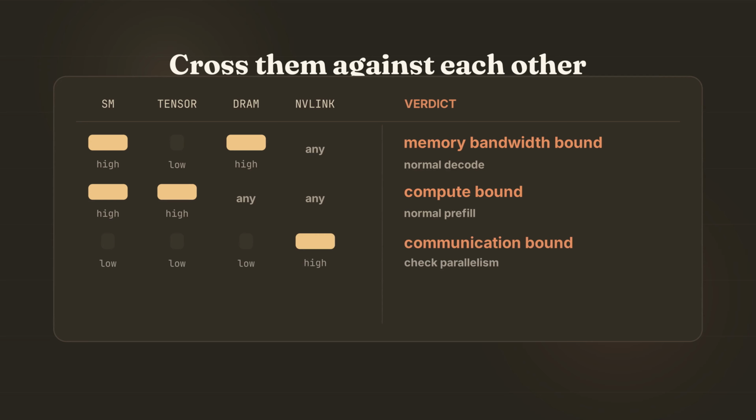Now the third row. Everything low, and NVLink carrying a lot. So your GPUs could be spending their time talking rather than computing, and that's communication bound. It should send you to your parallelism settings or to a link that isn't the link you think it is. And the fourth, everything low, including NVLink. So nothing is saturated and nobody is busy. And can a counter tell you why? No, it can't. And that's the one case where you go and pay for the second tool, because a counter can tell you how busy something was, and it can't tell you why nothing was busy.